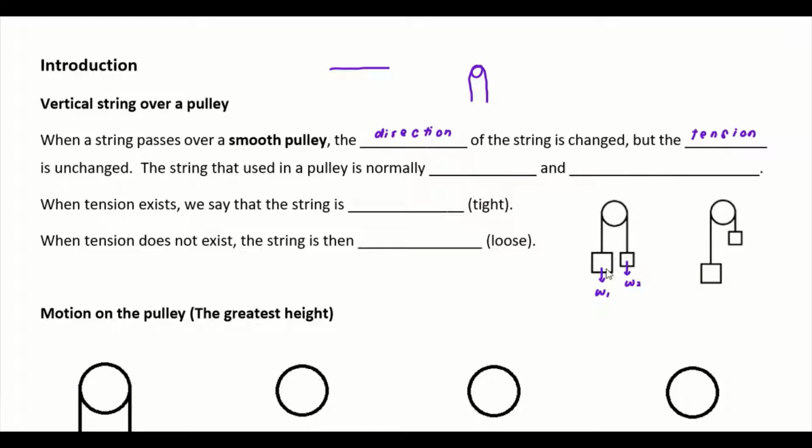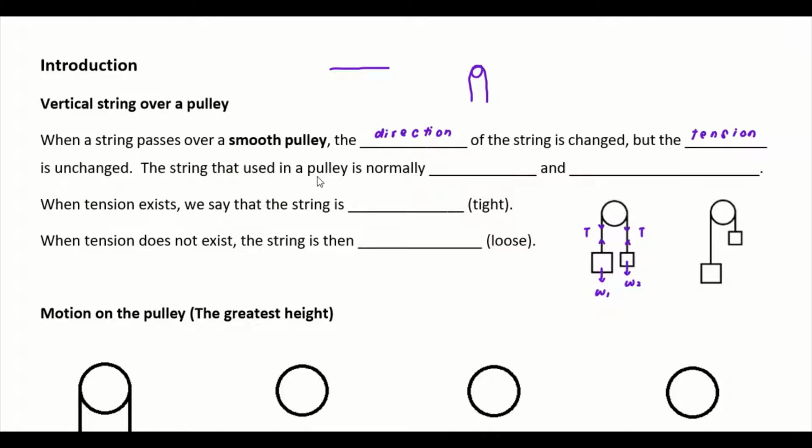These two particles are tied on the same string over a smooth pulley. That's why it creates a tension in the string itself, where the tension pulls inwards, right? So this is the tension and this is the tension, and the tension will be the same along the line.